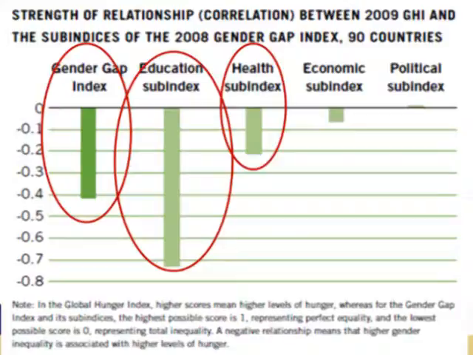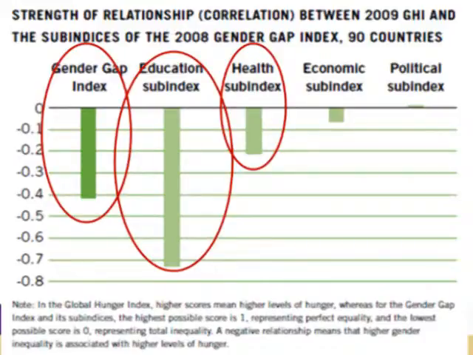What you will see, first of all, is that there is a strong negative correlation between the Gender Gap Index and the Global Hunger Index. That means higher degrees of gender inequality contribute to higher global hunger. Okay. And this is statistically significant. The biggest component of the correlation comes from the education sub-index.